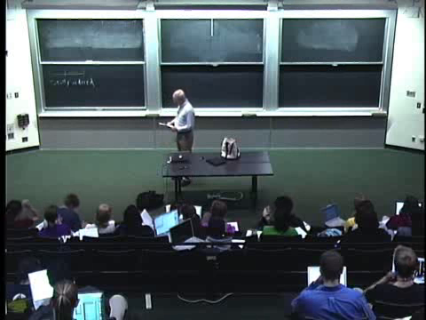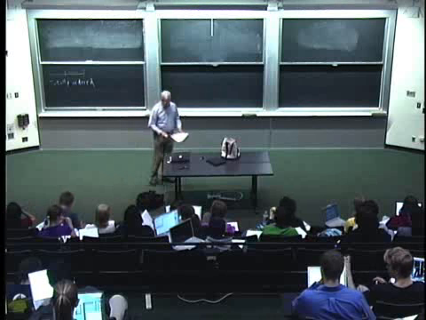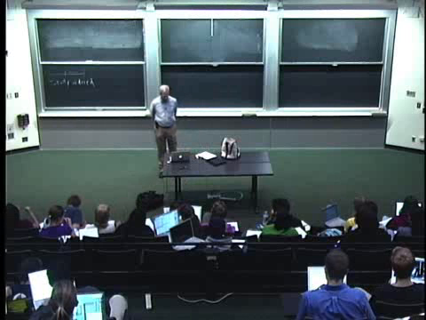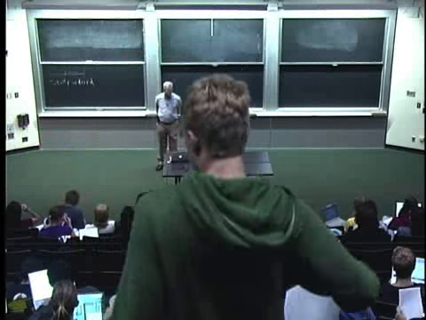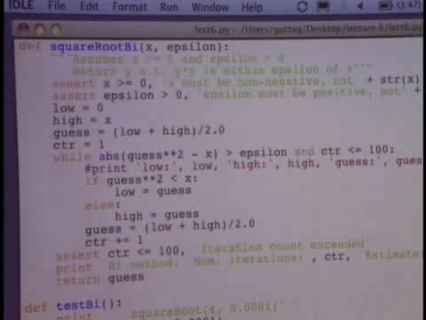All right, so now we've got it. I've got the code up for you. I want you to notice the specification at the start. We're assuming that x is greater than or equal to 0, and epsilon is strictly greater than 0. And we're going to return some value y, such that y squared is within epsilon of x.